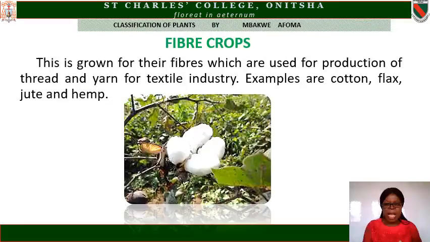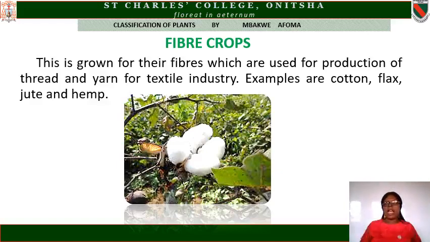Then we look at the fiber crops. These crops are grown because of their fiber. And these fibers are used to produce thread and yarn for the textile industries. Examples of them are cocoa, flax, jute. You know this jute. The jute is being used to produce all these jute bags that we use in bagging some cereals like maize, legumes like beans, even stockfish, onions, then something like cotton.